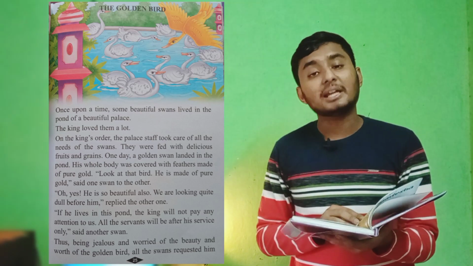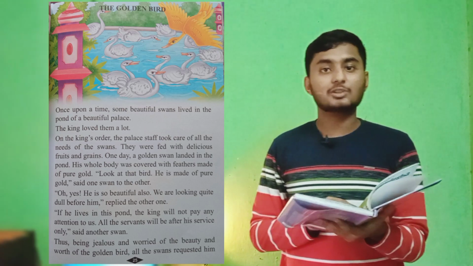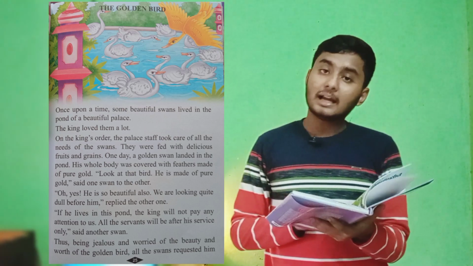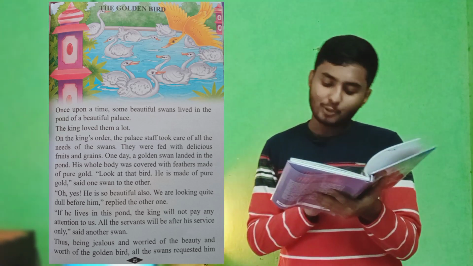Like the king was too much, you can say, kind. That's why he would feed the particular birds and animals. He would love the animals. That's why he would feed the birds with some delicious foods and all.